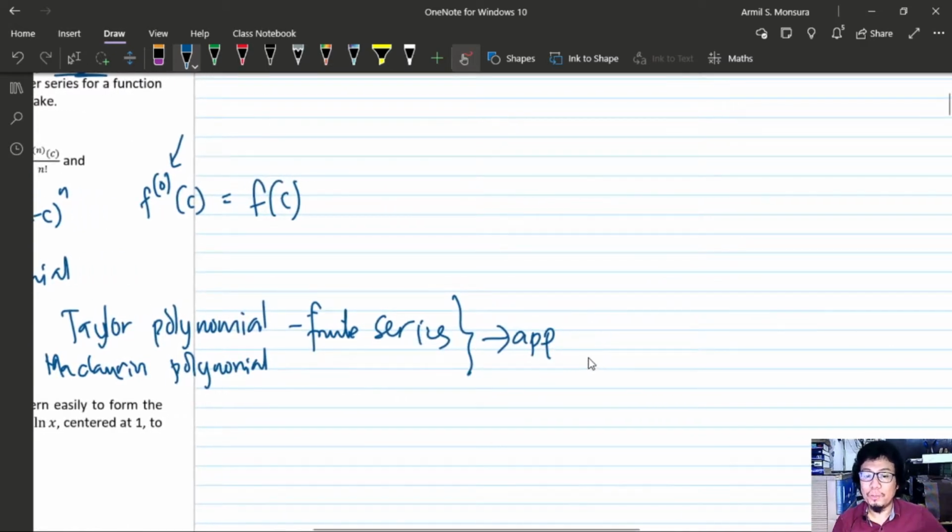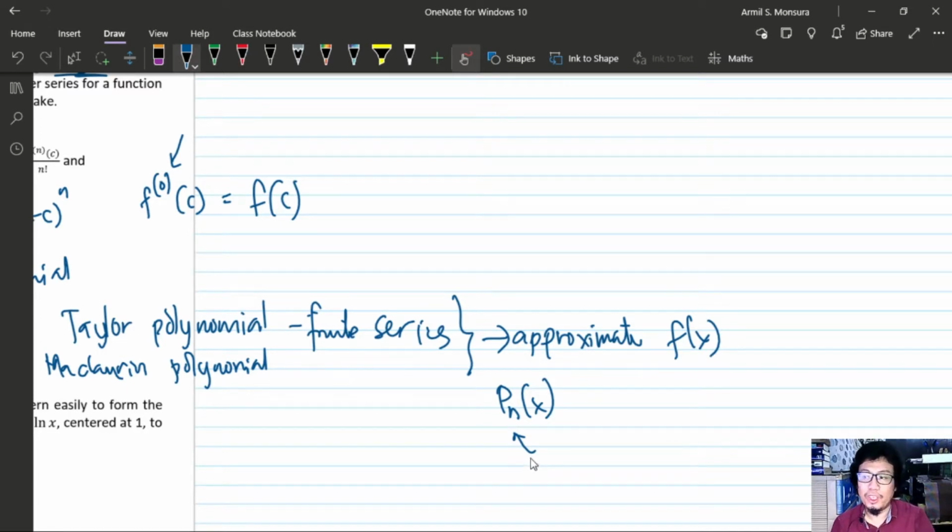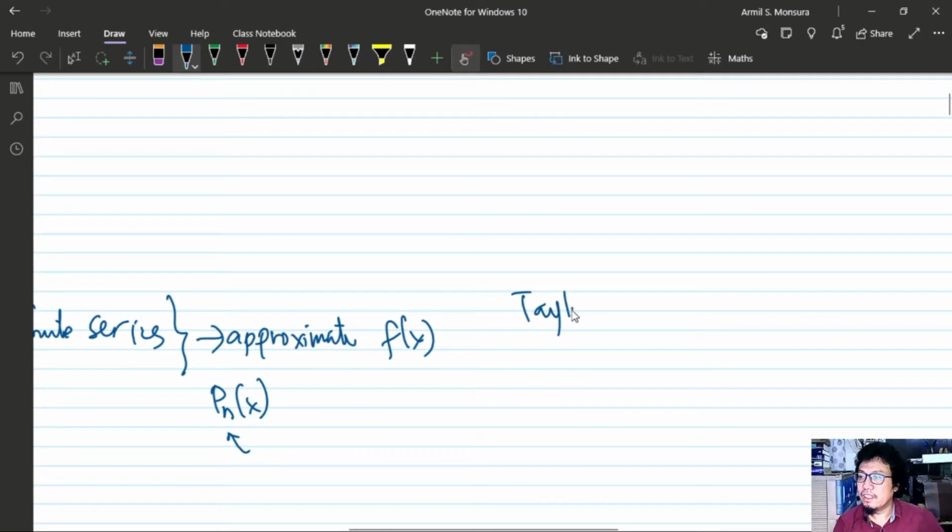So the purpose of the Taylor polynomial and the Maclaurin polynomial is to approximate your f of x. That's why we call them approximating polynomials P of n, where n indicates the degree or order of our approximating polynomial. Those are different from the Taylor series and Maclaurin series.